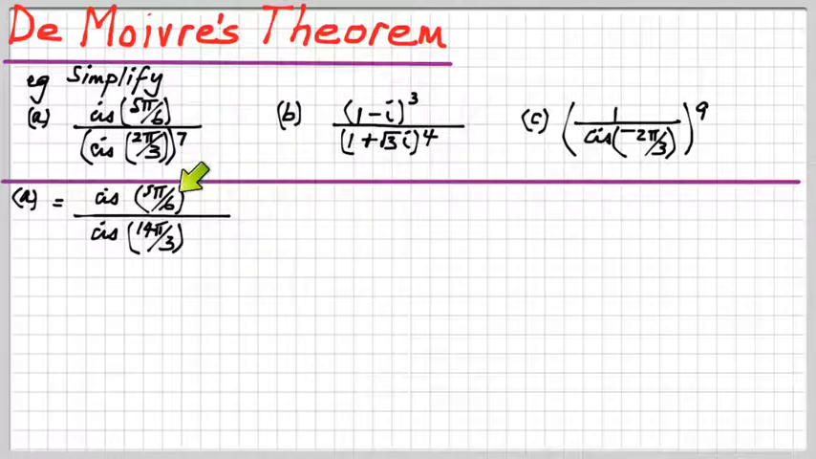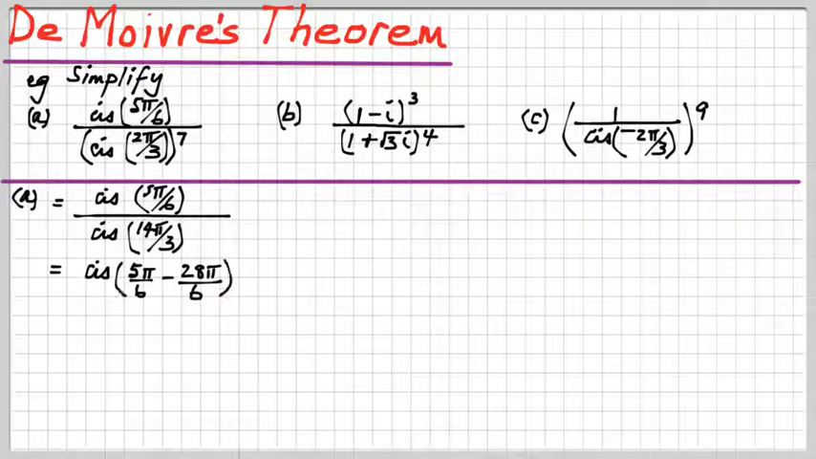That one's the same. This one here is 1 cis something, so the 1 to the 7 is just 1. And 7 times 2 is 14 pi over 3. Goodness. Now we can divide them in the normal way. So it's 5 pi on 6 minus 28. I've made it into sixths. So 5 minus 28 is minus 23 pi on 6.